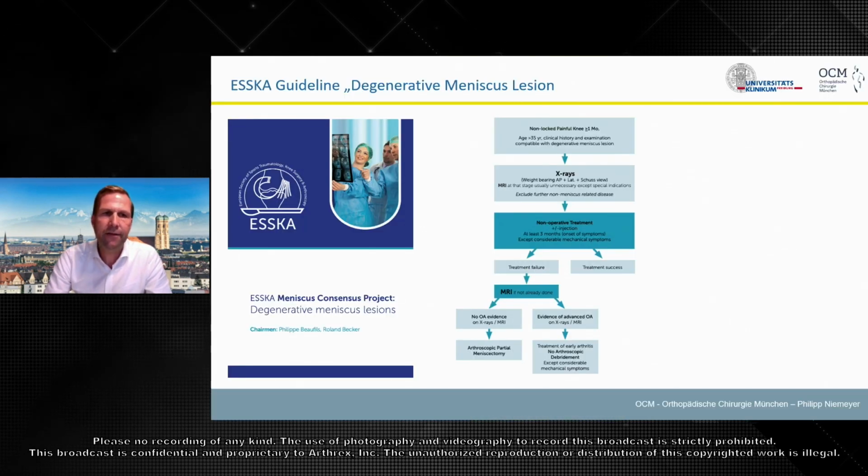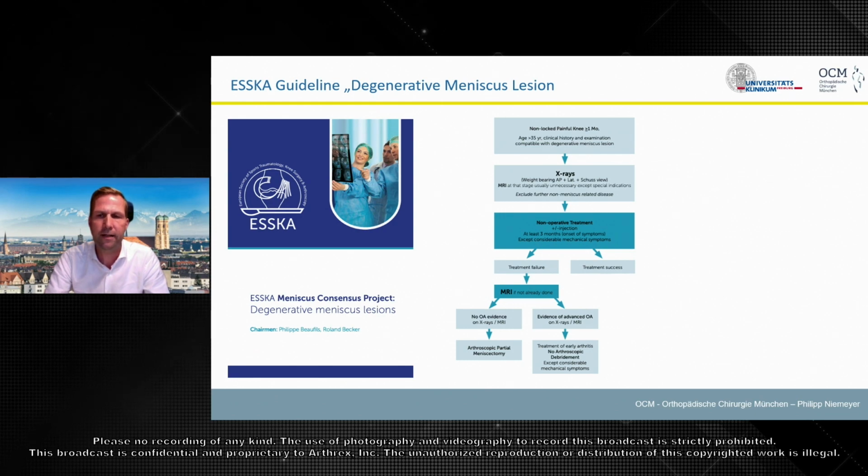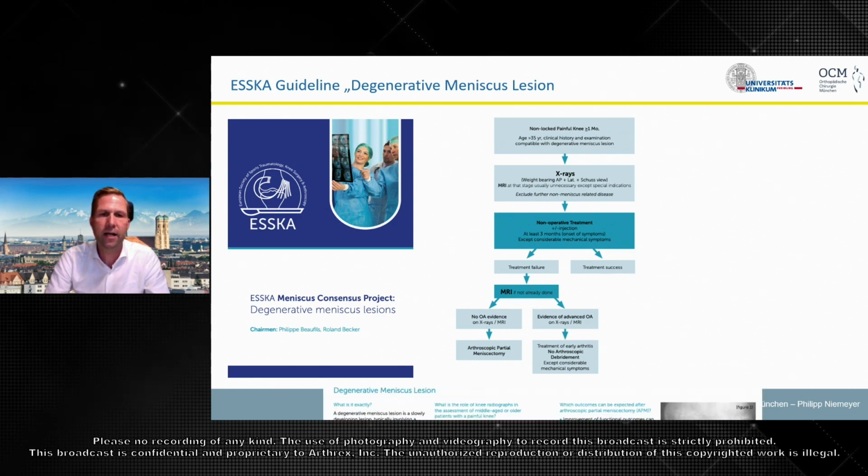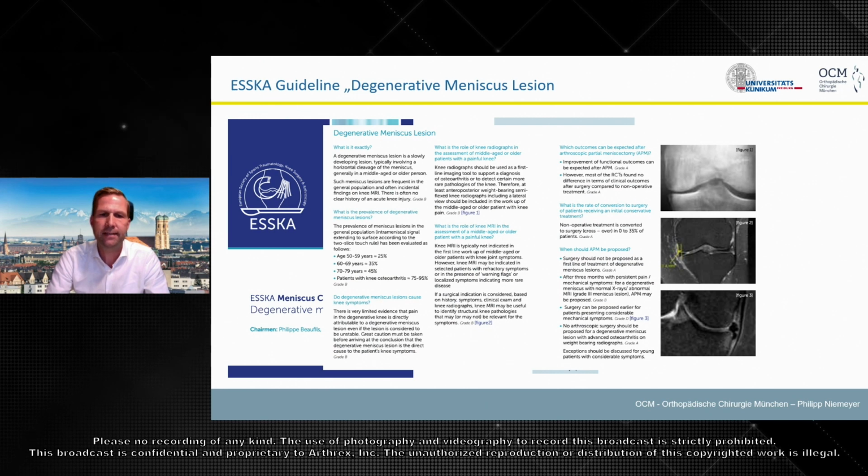Interestingly, this is definitely also in line with the ESSKA guidelines on degenerative meniscus lesions, which were published in 2017 and which are really critical about the indication of surgery in general. But what is not really well known is that, again, in this specific guideline, this grammar sign is recommended as one parameter in which surgery can still be recommended and seems beneficial.